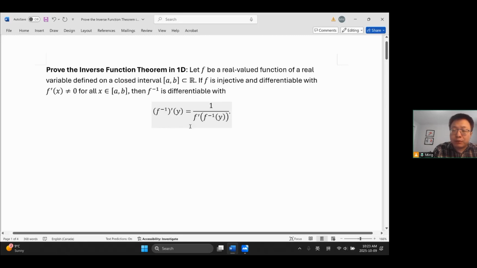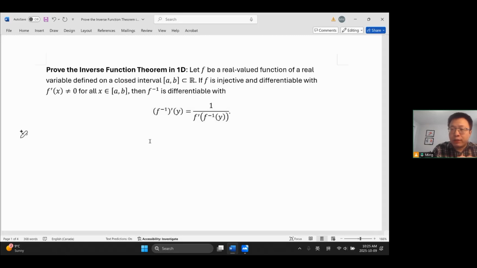For example, you can use it to derive the derivative formulas for inverse trig functions. And also beyond that, many special functions in applied mathematics are defined using the inverse function approach. For example, elliptic functions can be defined as the inverse of elliptic integrals. But we're not going to get into those advanced applications today. Our focus today is to prove this theorem.